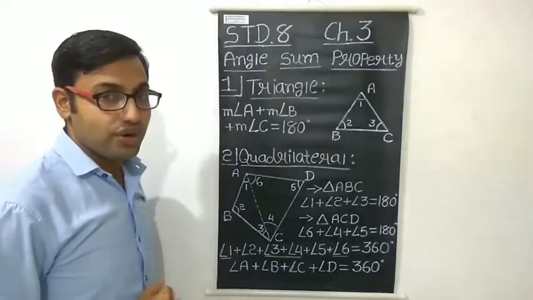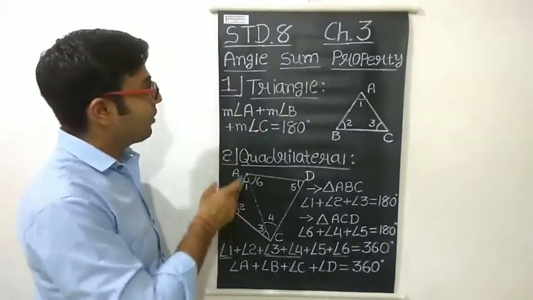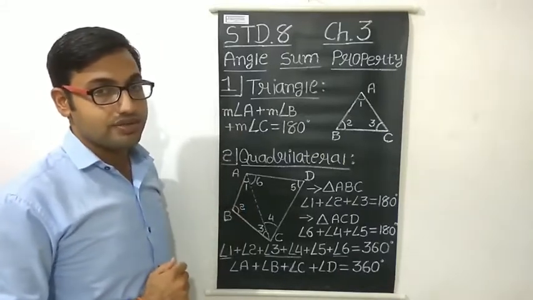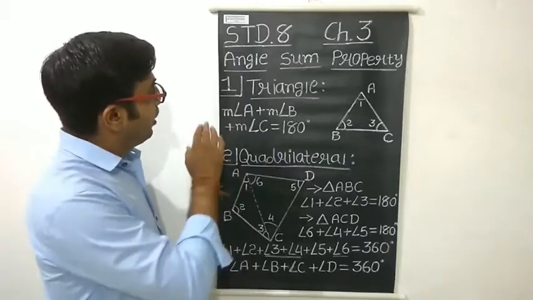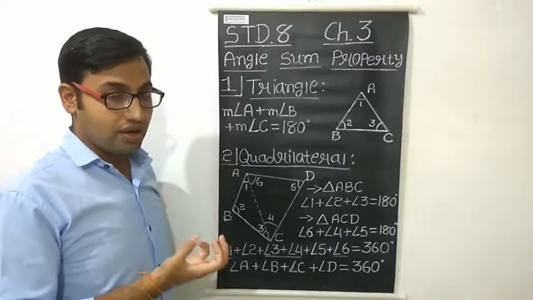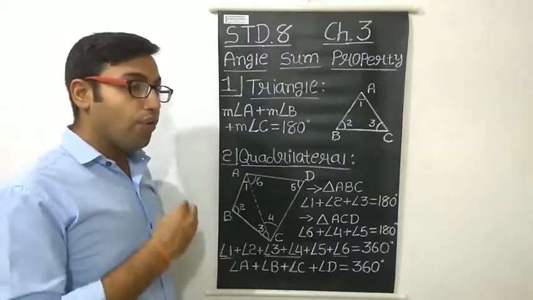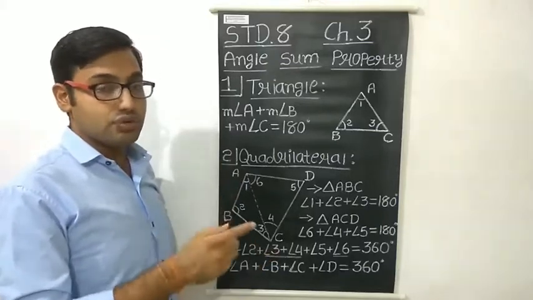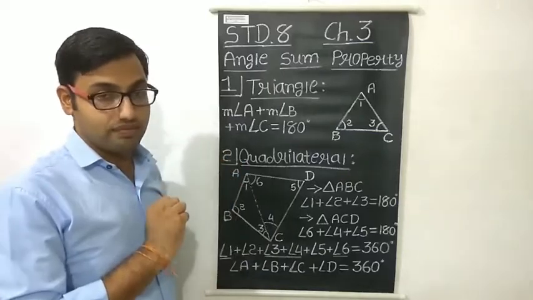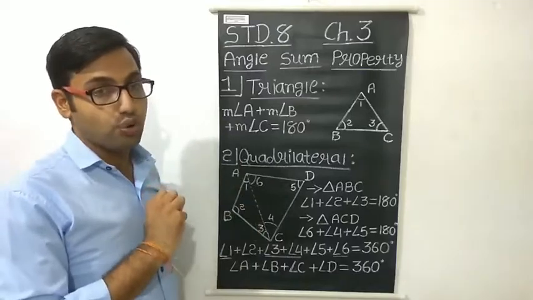Hello students, today we will study the angle sum property. This is the topic of standard 8, chapter number 3, understanding quadrilaterals. Angle sum property means if we have a closed figure, then we can measure the interior angles, and what we get when we add all the interior angles depends on the figure, on the number of sides by which it is closed.